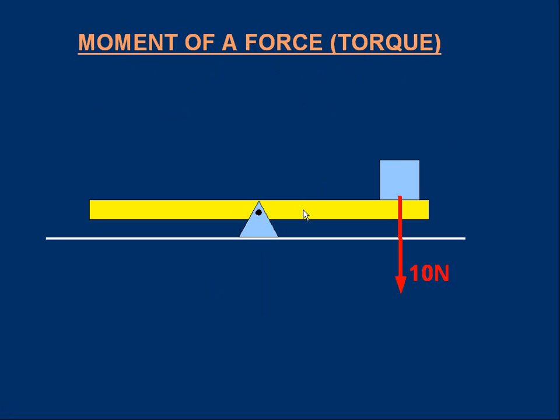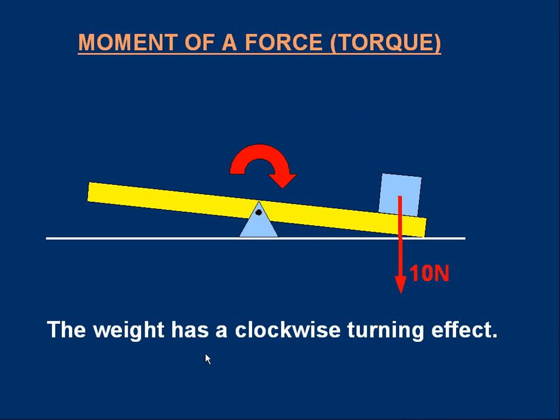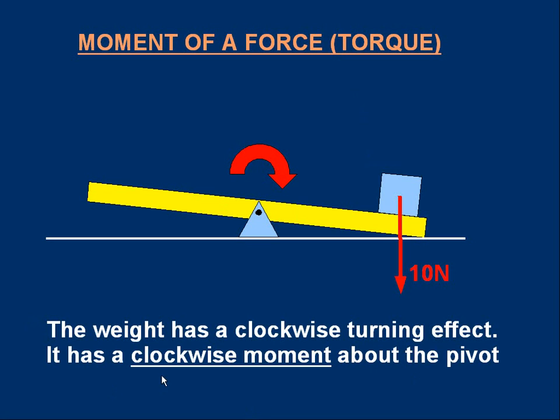Well, you don't have to know very much physics to know that the bottom of the right hand side will go down. So the whole seesaw has rotated clockwise because of this force on the right hand side. So we could say that the weight has a clockwise turning effect, or to use the language we want to, we can say the weight has a clockwise moment about the pivot. It's got a tendency to make this thing rotate clockwise about the pivot.